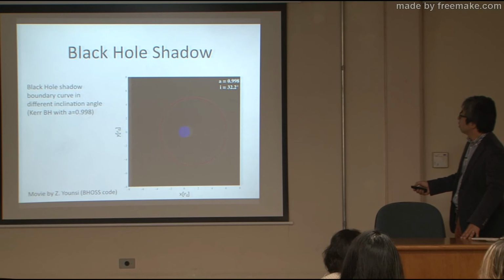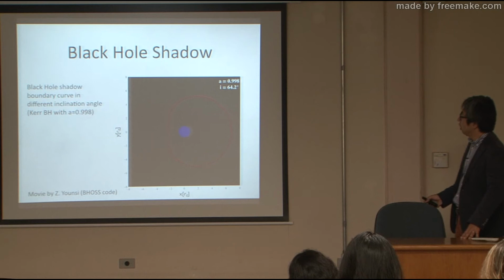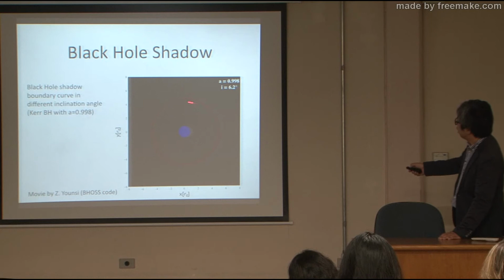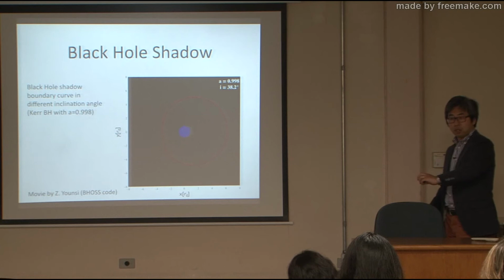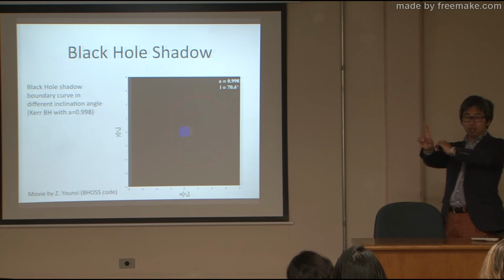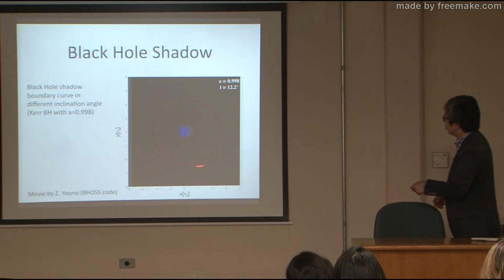This is the black hole shadow boundary curve, shown for different inclination angles. We show the Kerr black hole case with a = 0.998. The inclination angle changes from zero to 90 degrees, and this is the spin direction. This is the 0 degree, and this is the 90 degree. If the inclination angle equals zero, this is almost just a circle, similar to the Schwarzschild case.